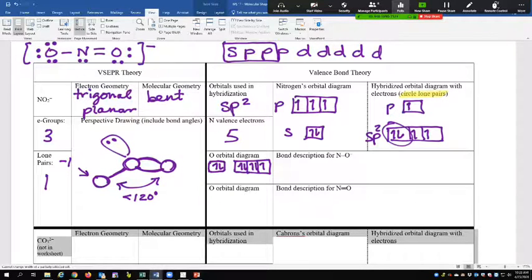And then the bond description for that, we're going to take this half-filled orbital and it's going to overlap with one of these. And it's going to make an N-O bond. It's a single bond, and so it's going to be a sigma bond. And on the nitrogen, we are using an sp2 hybrid. And on the oxygen, we're using a P. Let's label it S and P.